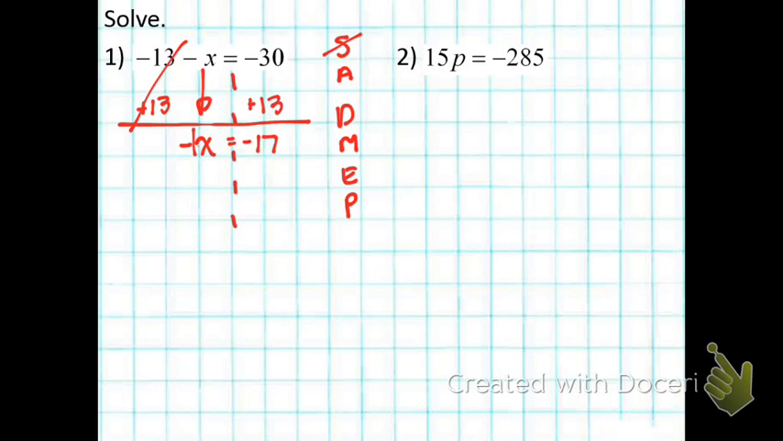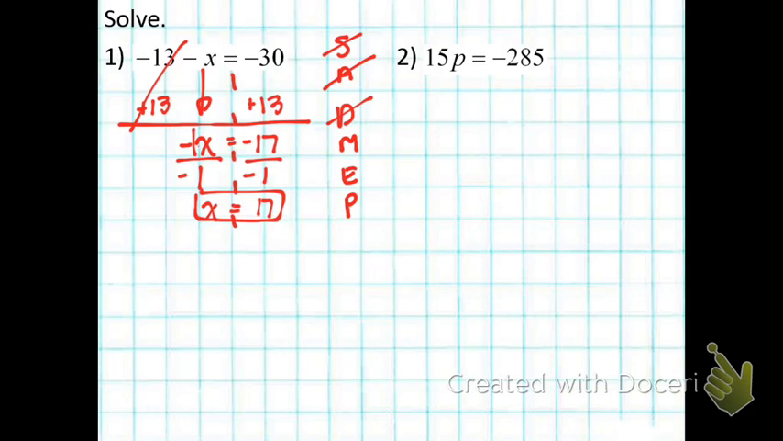So we ask ourselves, we're done with subtraction. Are there any addition signs? Nope. Cancel that. Any division signs? Nope. Any multiply signs? Yeah, we have negative 1 times x. So what's the opposite of multiplying by negative 1? Well, it's dividing by negative 1. So we're going to divide both sides by negative 1. Negative 1 divided by negative 1 is just x, equals negative 17 divided by negative 1 is 17. So that's number 1.